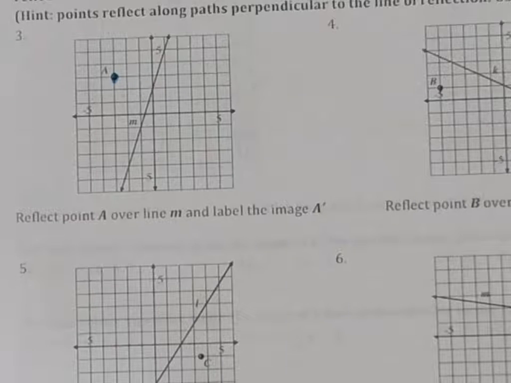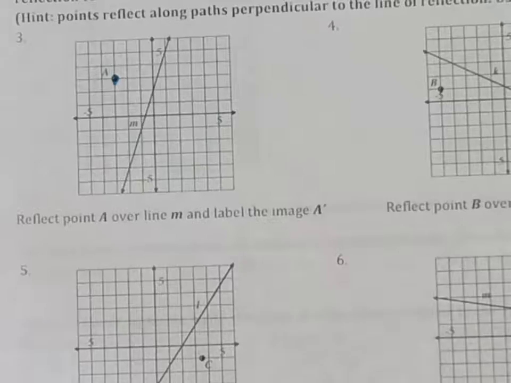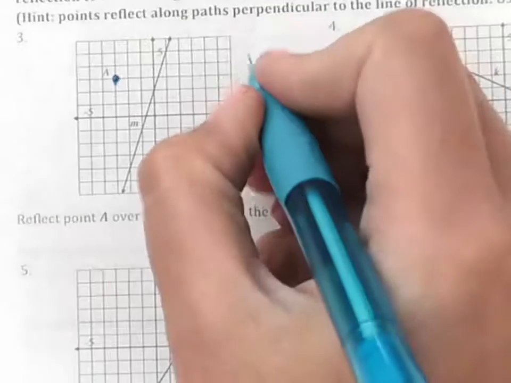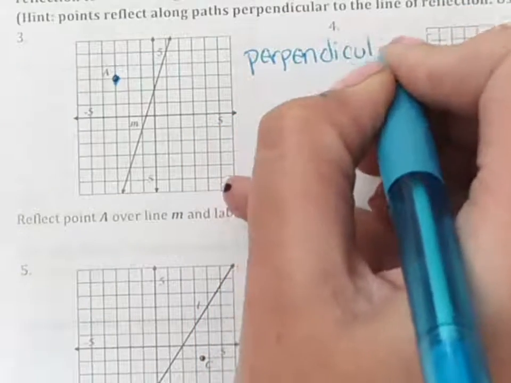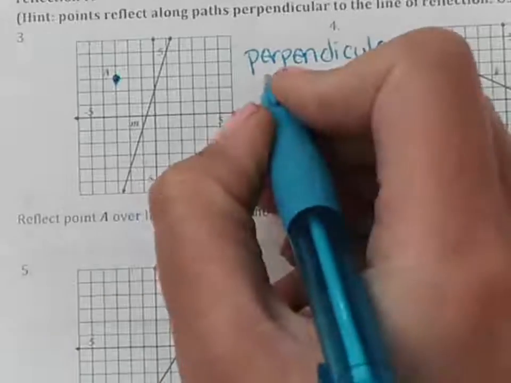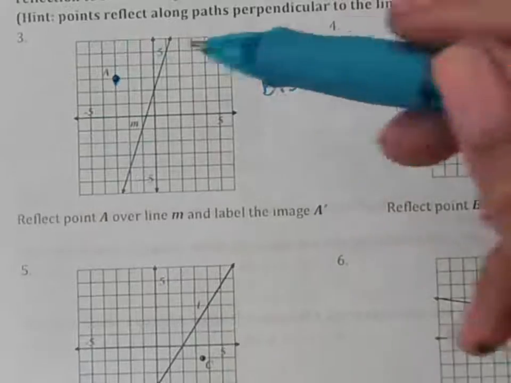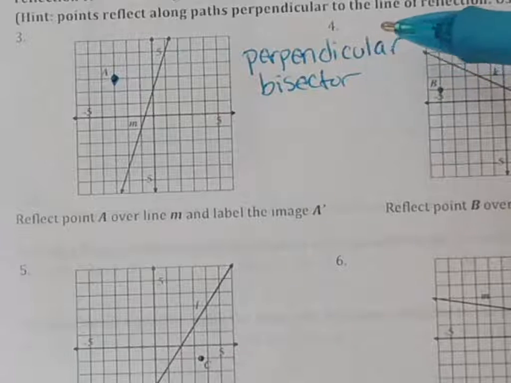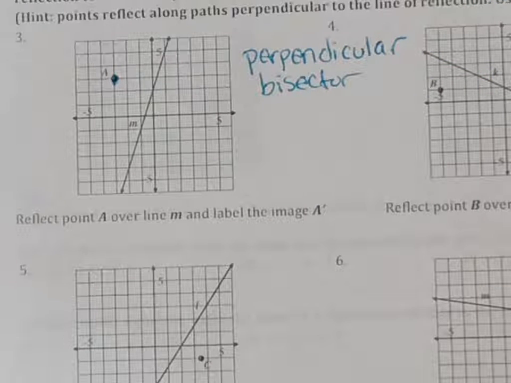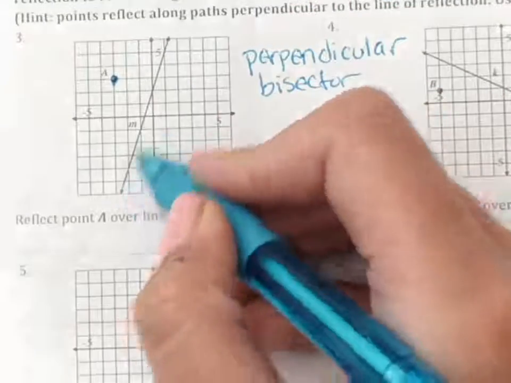So the line that's going to connect A to A1 is going to be a perpendicular bisector. Perpendicular. Okay. So this line that's going to connect our 2 points is going to be perpendicular. So we have to figure out what the slope is. It's going to be perpendicular to this line. So we have to figure out the slope of this line.